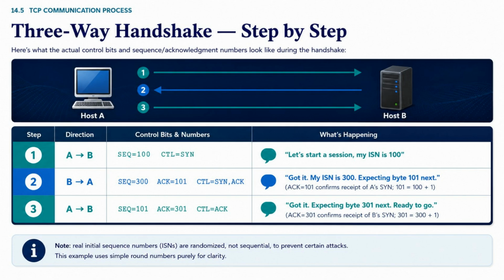Concrete walkthrough with actual sequence/ACK numbers. Step 1. A sends SEQ equals 100. SYN. Let's start. My ISN is 100. Step 2. B replies SEQ equals 300, ACK equals 101. SYN-ACK. Got it. My ISN is 300. Expecting byte 101 next. Step 3. A replies SEQ equals 101, ACK equals 301. ACK. Got it. Expecting byte 301. Ready to go. Note real ISNs are randomized, not round numbers like this example, specifically to prevent certain attacks.